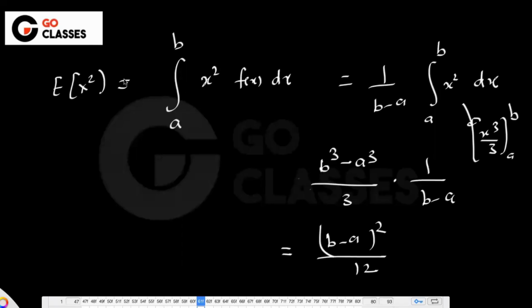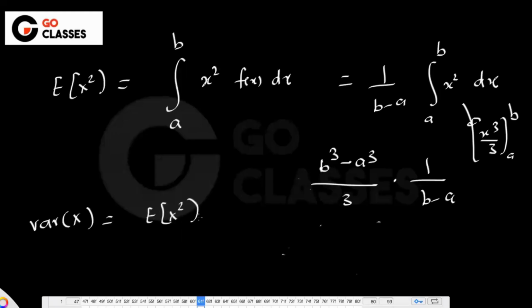So this is x square. Oh, sorry, this is not the answer. First you need to calculate this, then you will be calculating the variance. The variance of x will be the expectation of x square minus the expectation of x whole square.